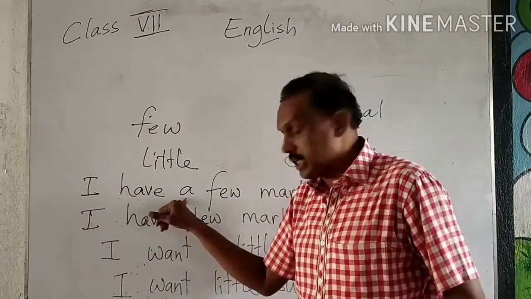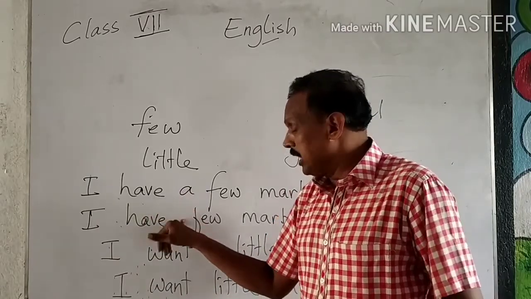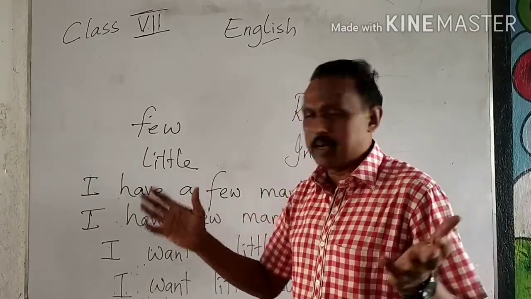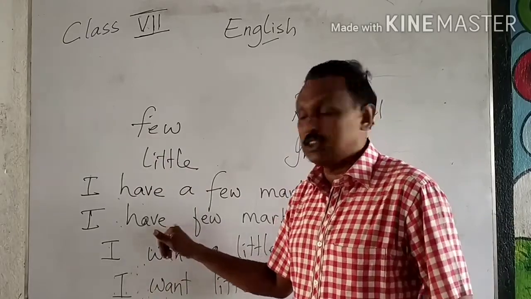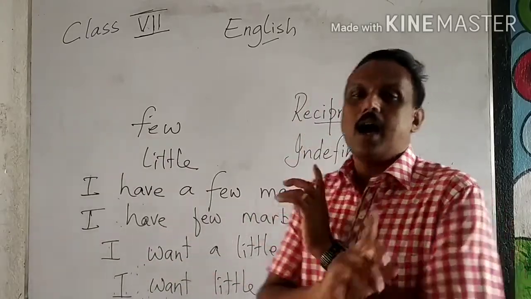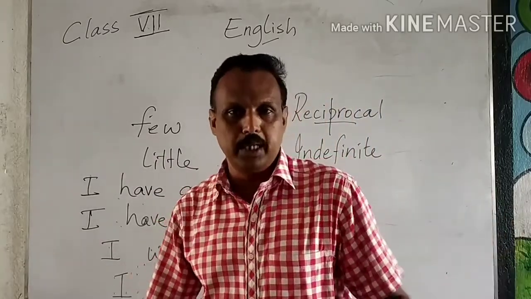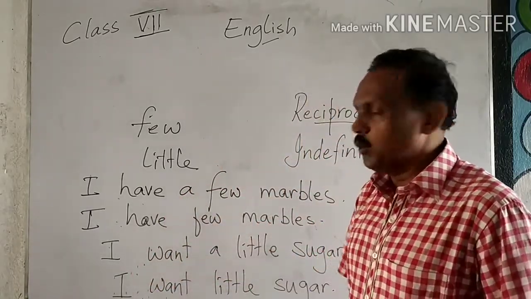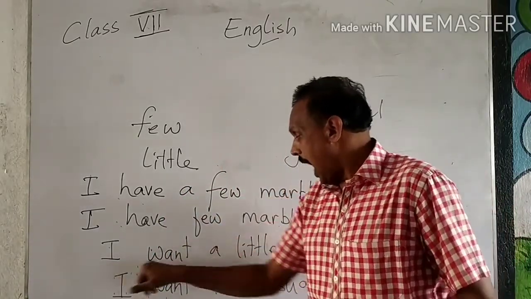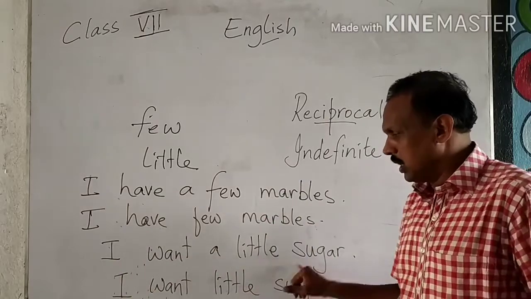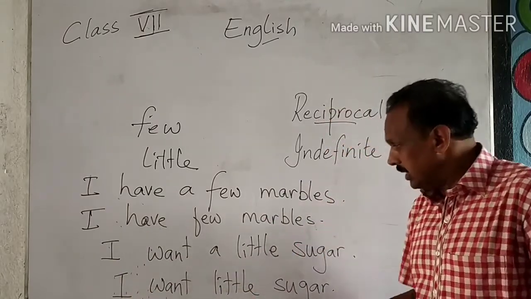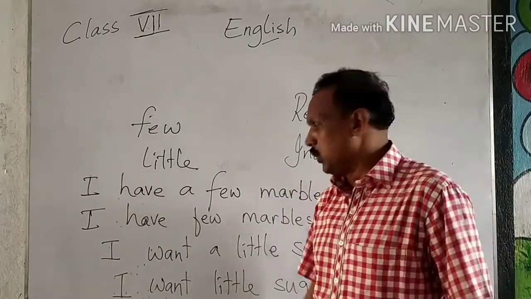But when you remove that A, sometimes unknowingly you may say, I have few marbles. So actually your sentence is wrong. I have few marbles means I have no marbles with me. Now come to the second one. I think you may be able to explain to me better. I want a little sugar. Same as this, few only.